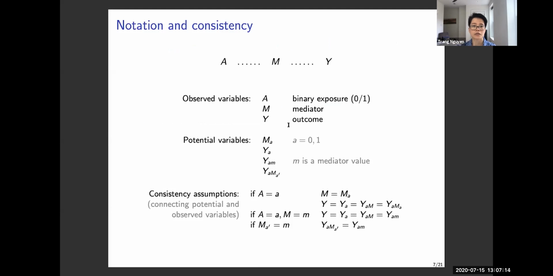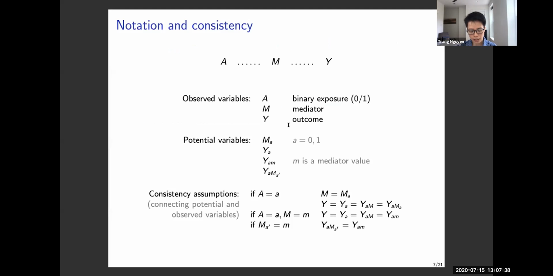So to define these effects properly, we need some notation. Here we have the observed variables A, M, Y. We also have potential variables. So M1 is the potential mediator value if exposure was set to 1. Y0 is the potential outcome if exposure was set to 0, etc.